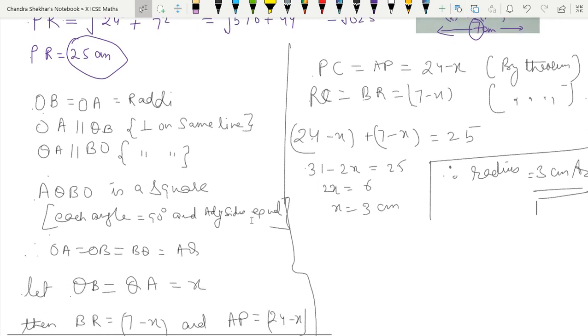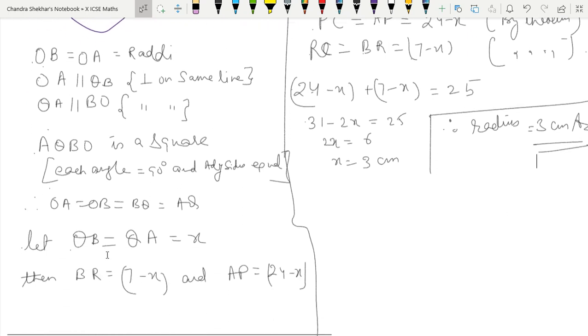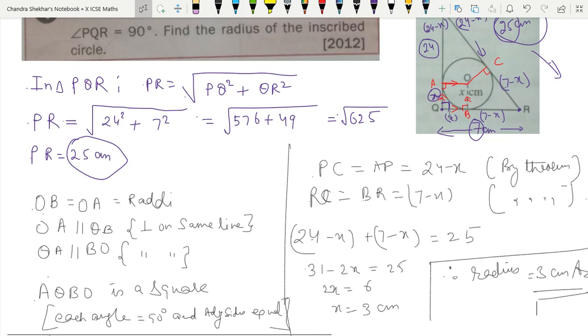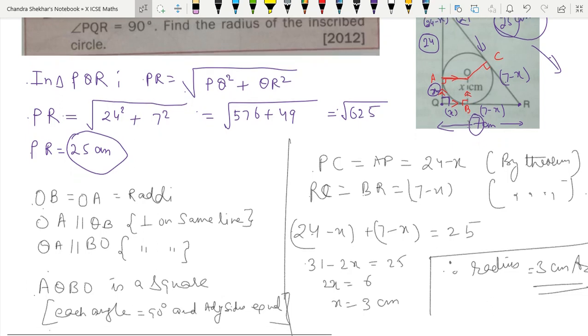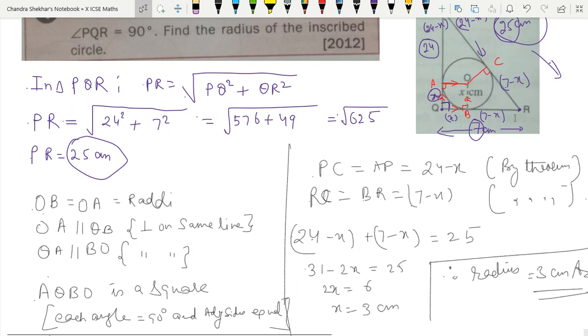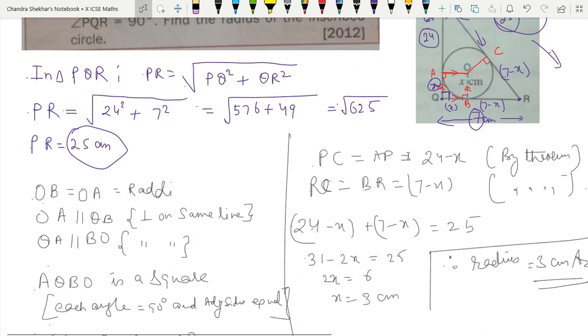Now we will assume, let QB be x. QB is equal to QA. Why? Because QB is a tangent to the circle from an external point and QA is also a tangent. So therefore they are equal by theorem, and let it be x. So this is x, this is x. Then we can find BR. BR will be, total is 7, so 7 minus x, right?